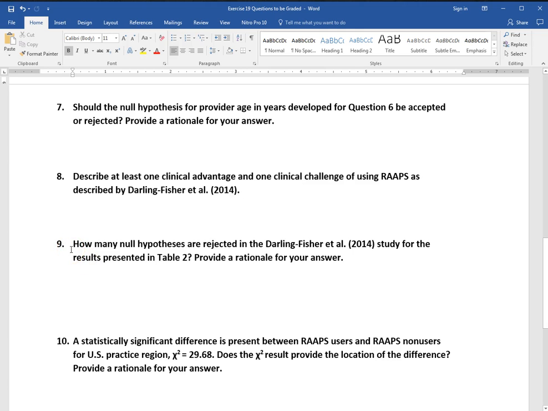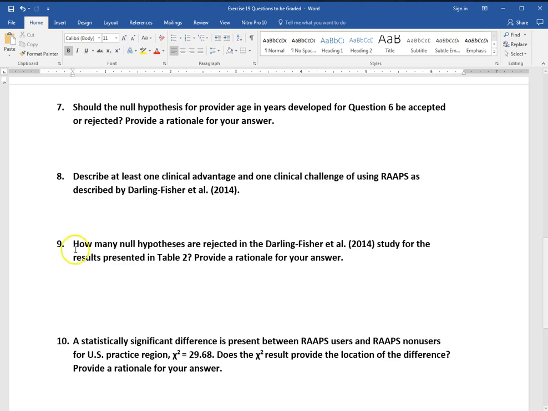Number 9, how many null hypotheses are rejected in this study? So we're going to look at table 2, and this is just another way of looking at the p-value and the significance. So if the p-value is statistically significant, the null hypothesis would be rejected. So we're going to look at table 2, and you're going to see which of those have significant results, and those would be the hypotheses that would be rejected.